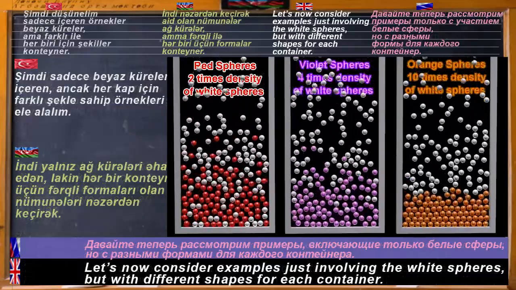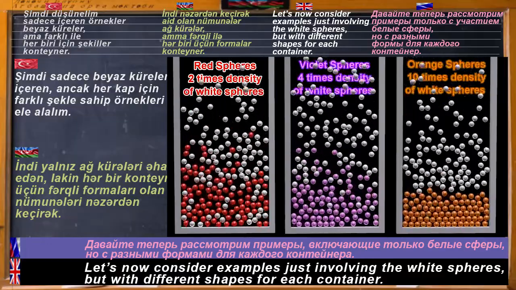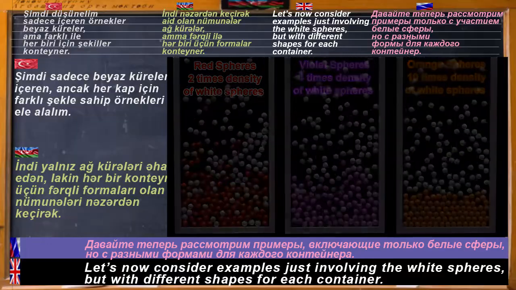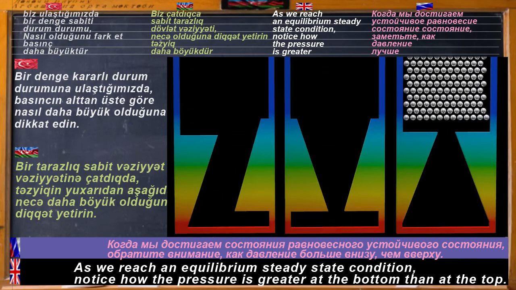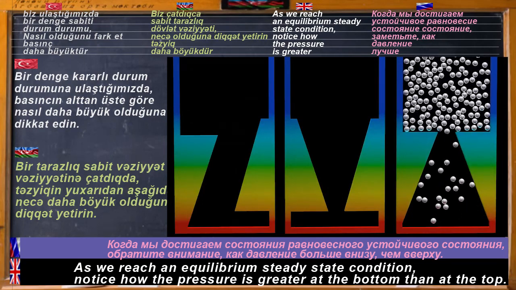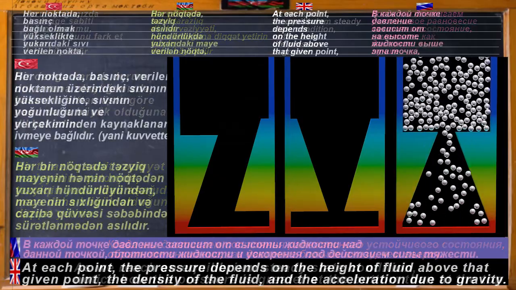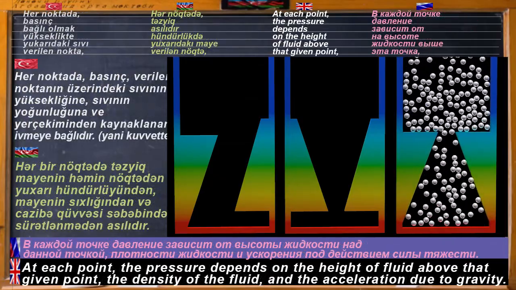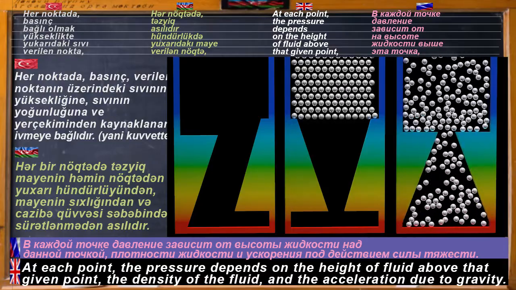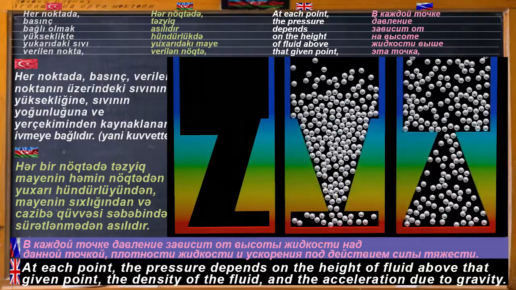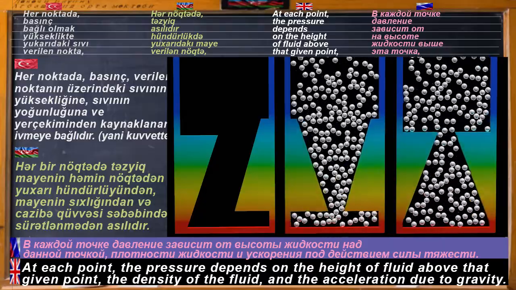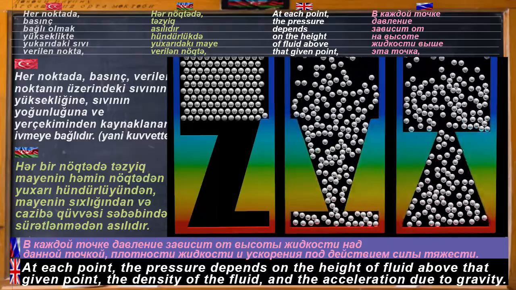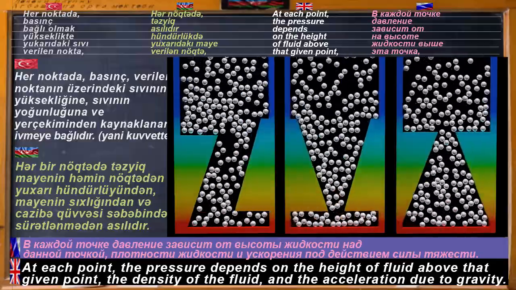Let's now consider examples just involving the white spheres, but with different shapes for each container. As we reach an equilibrium steady-state condition, notice how the pressure is greater at the bottom than at the top. At each point, the pressure depends on the height of fluid above that given point, the density of the fluid, and the acceleration due to gravity.